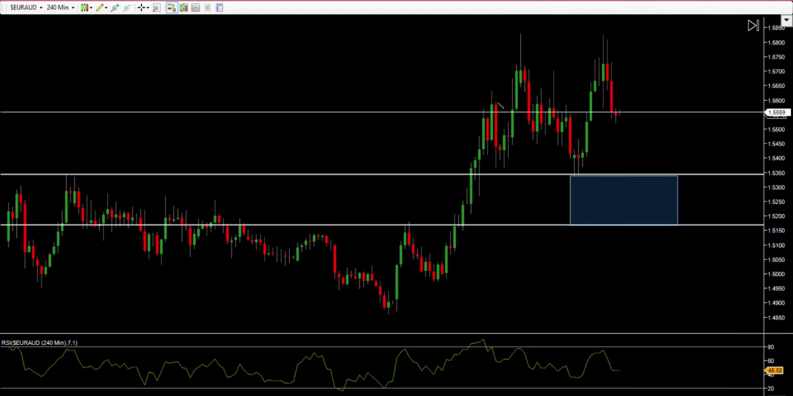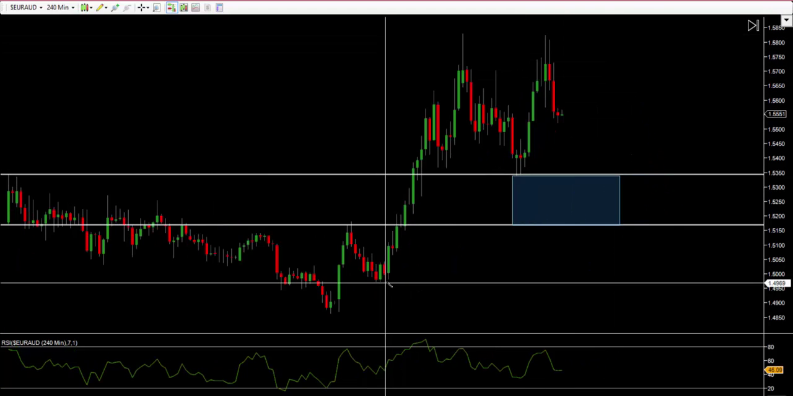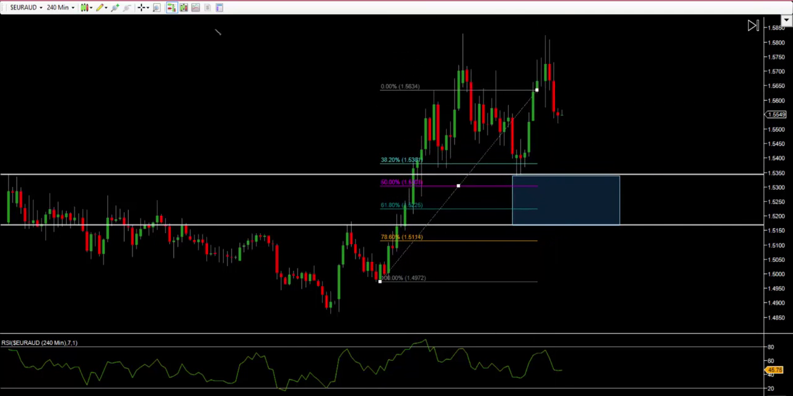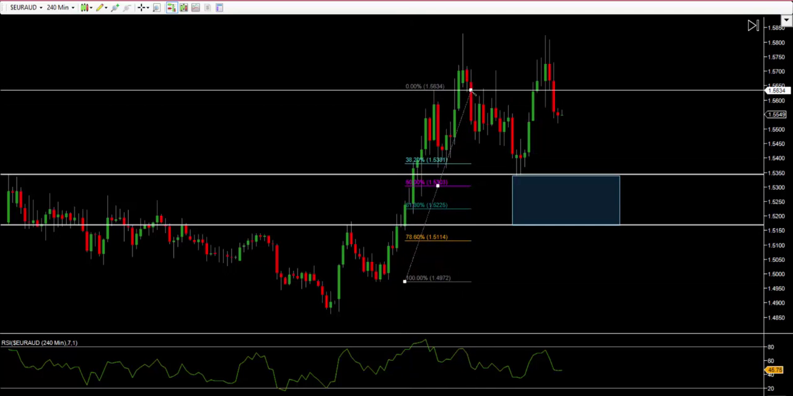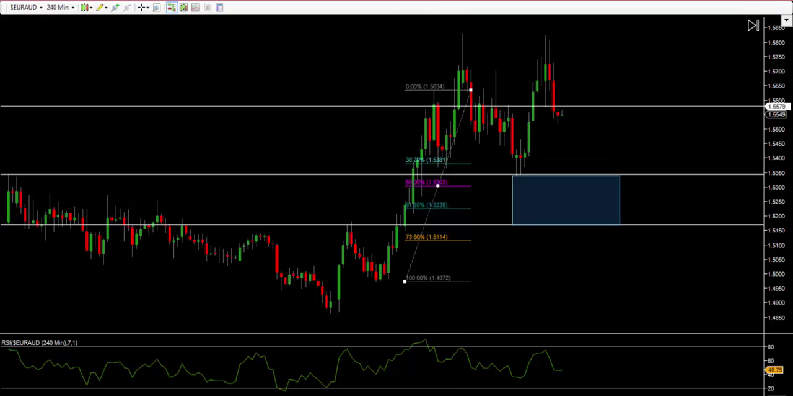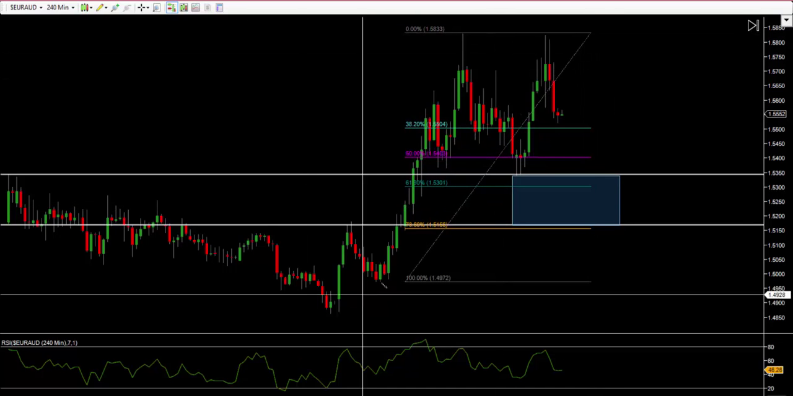I can look for an ABCD pattern. So what can I do? We're talking about patterns at the moment. So let's have a look. And once you've trained your eye to pick these patterns out, you'll start to see them everywhere. Swing low to swing high. Our impulse leg up. We come back down. We move back up. We're going to look for a Fibonacci extension.